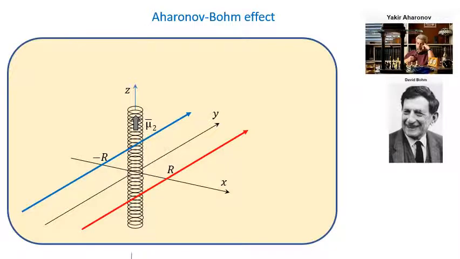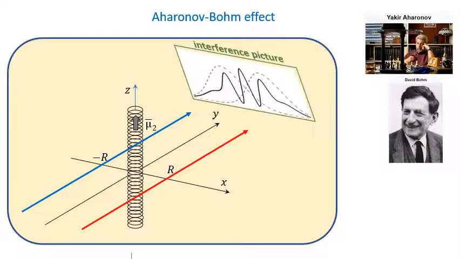Now suppose that we begin to shoot electrons. They can go around the solenoid either on the right, the red path, or on the left, the blue path. Then we will measure the interference picture created by the electrons behind the solenoid. The interesting point is that Maxwell theory insists that there is no magnetic field in the space around the solenoid. All field is concentrated inside the solenoid tube.